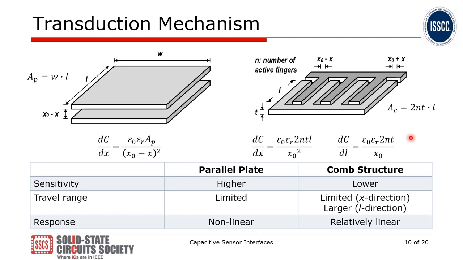For the comb structure, it depends on the mutual capacitance of interdigitated fingers, and typically it exhibits a lower sensitivity, but this can be traded off with an increased number of fingers as shown and an increase in number of N here. As you can see, it can achieve a relatively linear response with respect to motion, making it an excellent candidate for high accuracy sensing applications. For the travel range, it varies depending on the direction of motion. In the X direction, the gap closing property can limit the travel distance. But for the L direction, here, as the capacitance change is due to the area of the overlap sidewall, the travel distance can be larger.